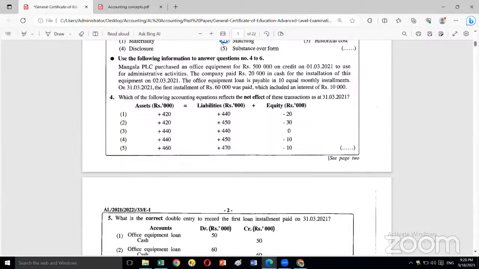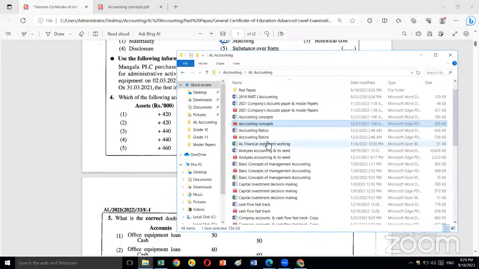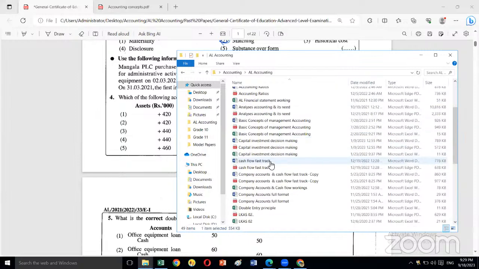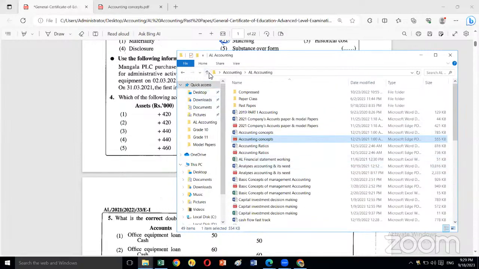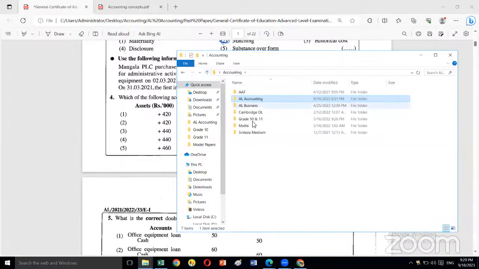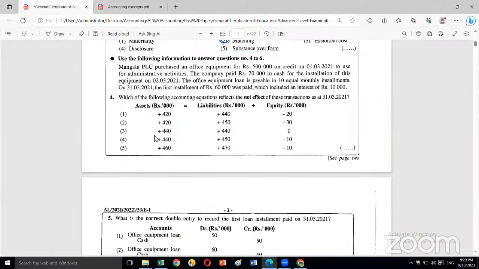Now we are going to do question number 4. When I am explaining question number 4, don't do any other work. Keep all your pens down. Don't do any other work while I am explaining. Now listen to me very carefully.